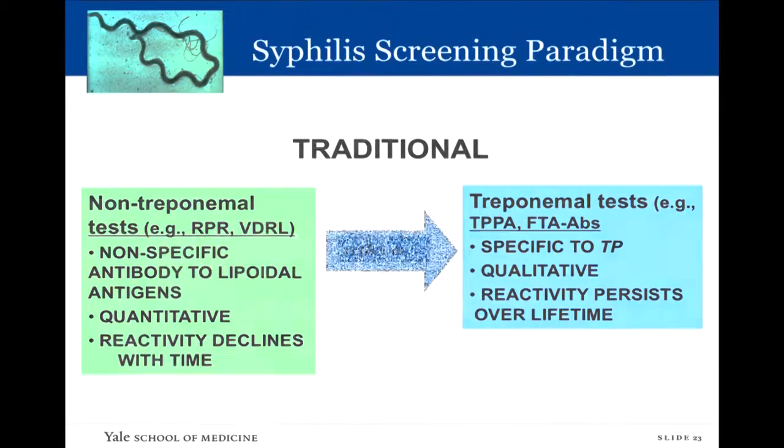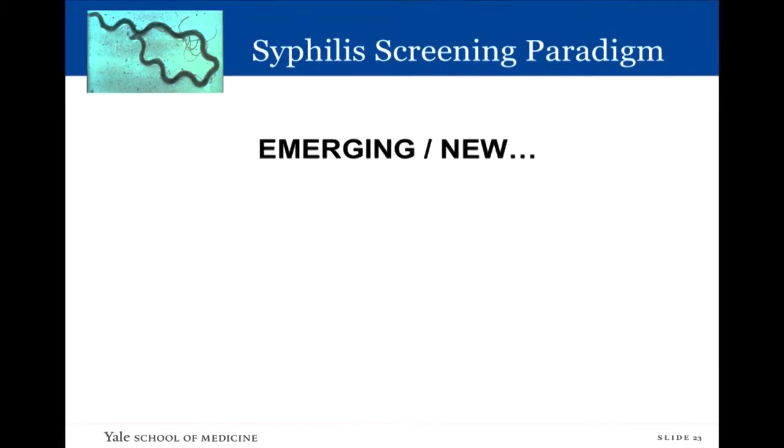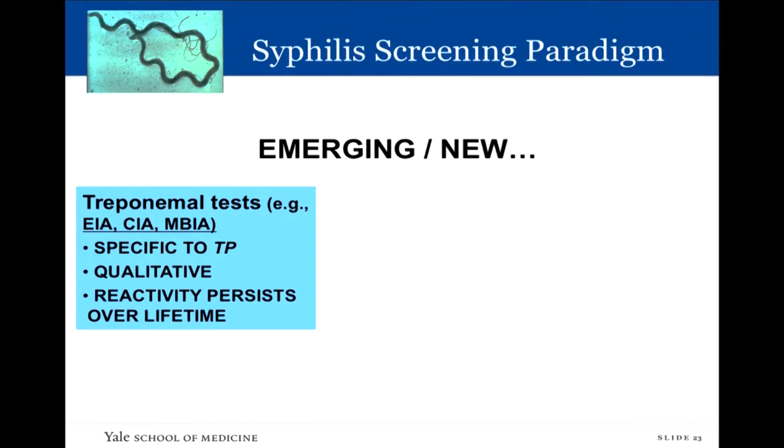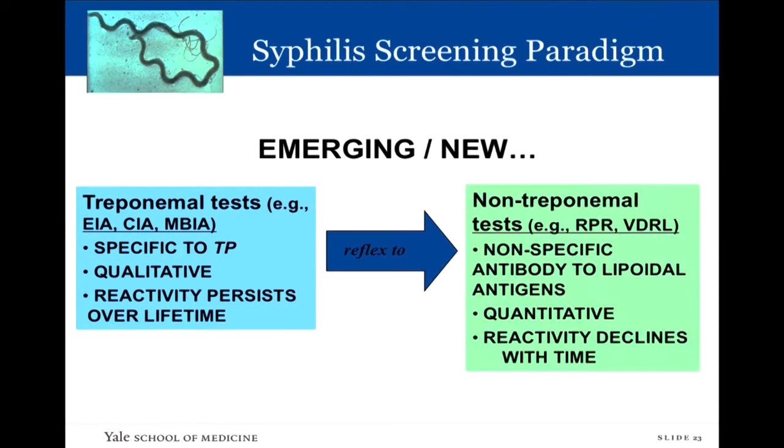So we are now in the era of what we call a reverse screening algorithm, where we start with these automated specific treponemal tests. You might use an EIA or a CIA. They're all automated and they are specific. But since they don't give you any quantitative measure of how active the disease is, now we do the reverse and reflex to our non-treponemal tests, which, while non-specific, were quantitative. So if the titer was quite high, we would use that to test response to treatment.